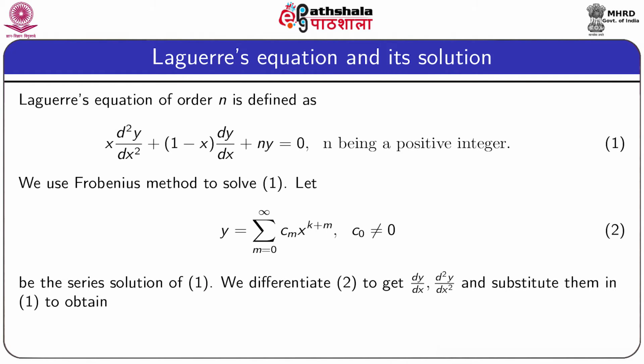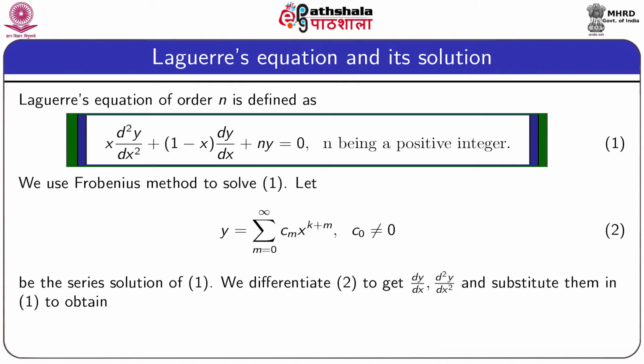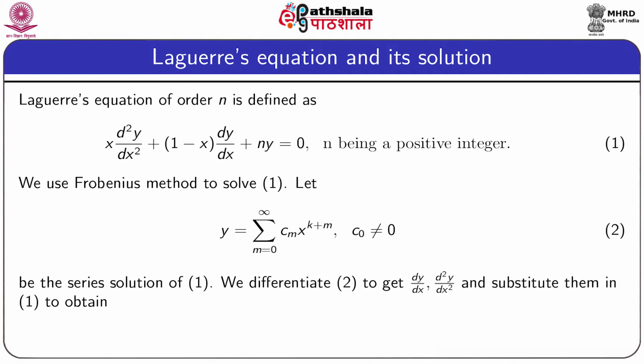Let us now consider Laguerre's equation and find its solution. We will see the solutions of Laguerre's equation are Laguerre's functions. So, Laguerre's equation of order n is defined as x d2y/dx square plus (1 minus x) dy/dx plus n y equal to 0, where n is a positive integer. We now use the Frobenius method to solve the Laguerre's equation.